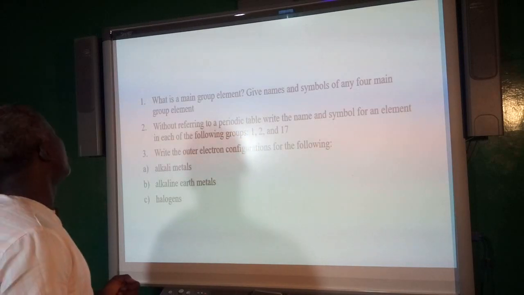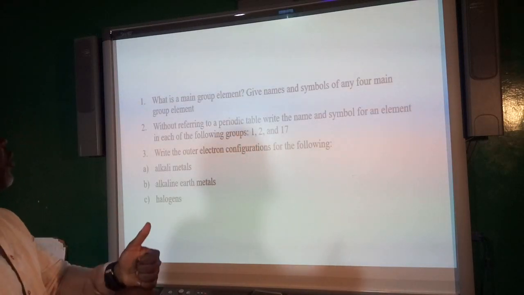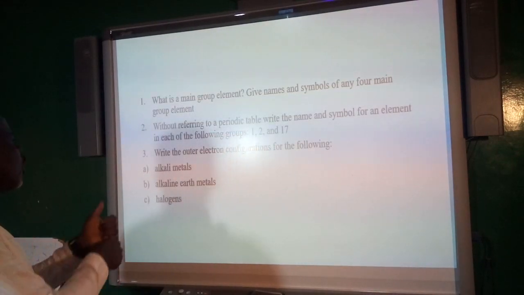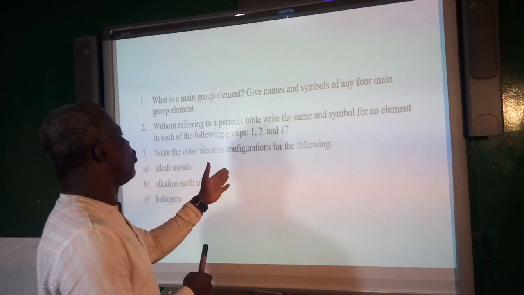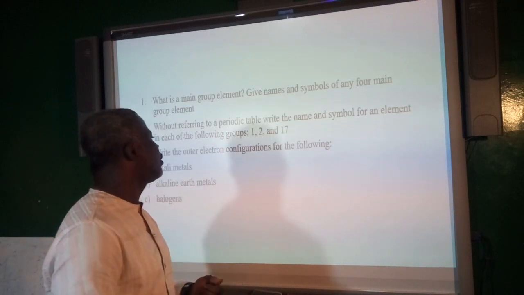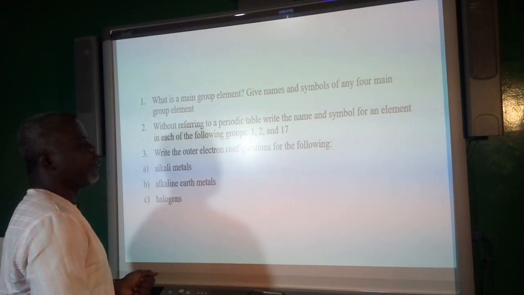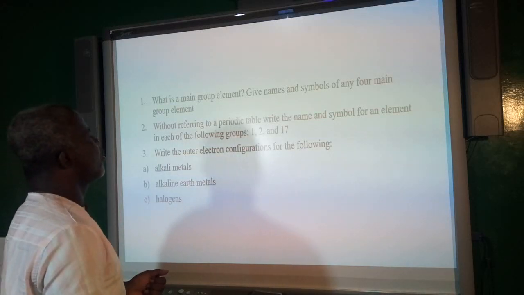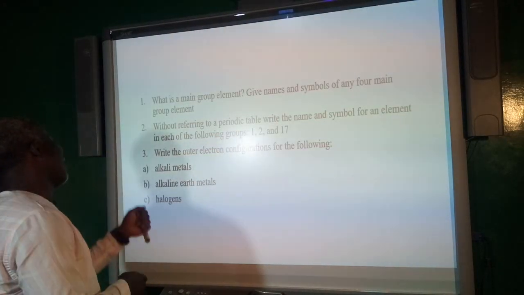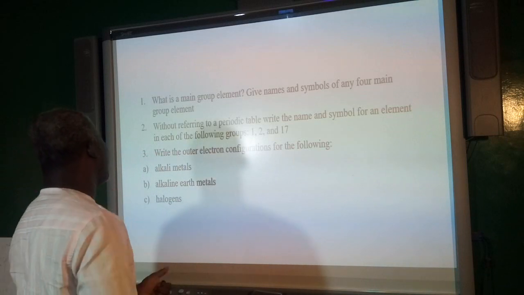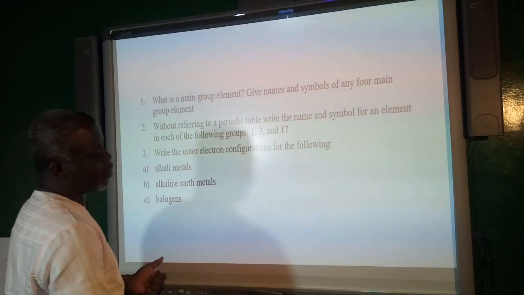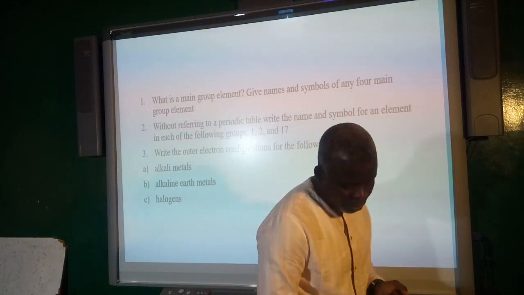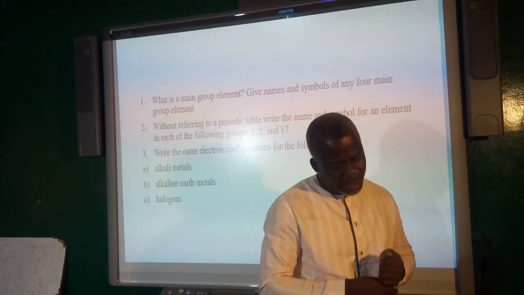Assignment number 2. Without referring to a periodic table, write a name and symbol for an element in each of the following groups: group 1, group 2, and group 17. 3. Write the outer electron configurations for the following: alkali metals, alkaline earth metals, and the halogens. Question number 3 is an application. Try to solve them and present your answers when we meet.